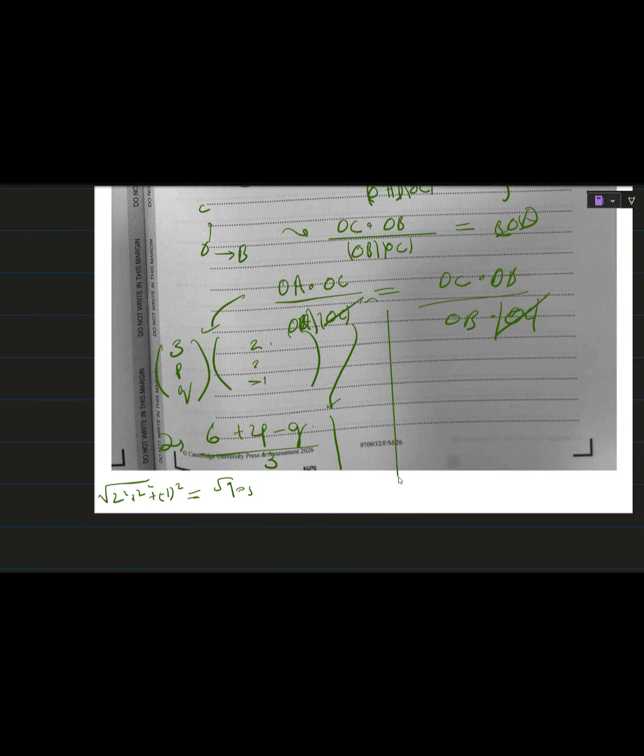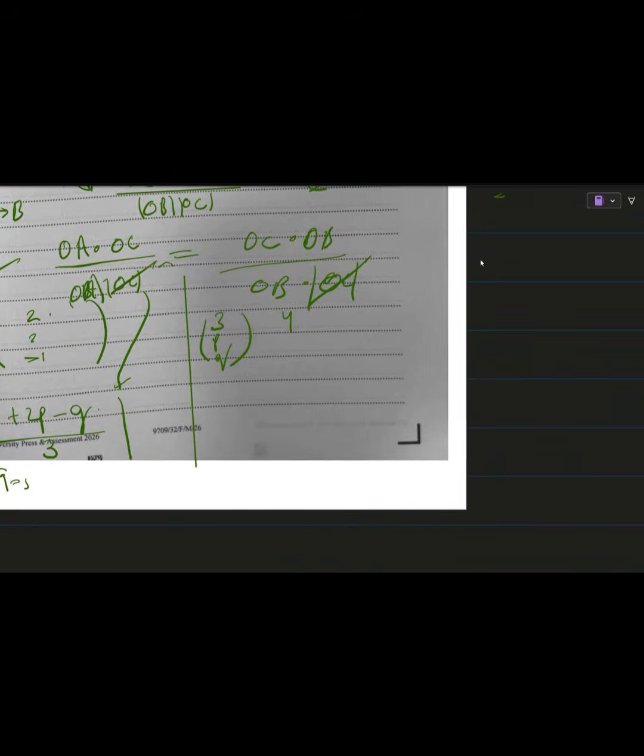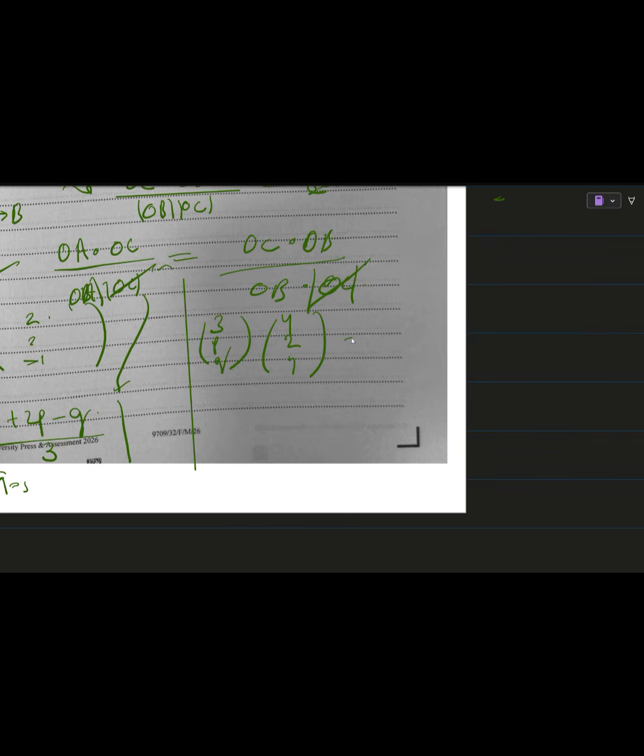Then we have this part. OC dotted with OB: (3, P, Q) multiplied by OB, which is (4, 2, 4). That would be 12 plus 2P plus 4Q, divided by the magnitude of OB. The magnitude would be 4 squared plus 2 squared plus 4 squared, which is 16 plus 4 plus 16, the square root of 36, which is basically 6. That will be divided by 6. So we can equate both of these now.